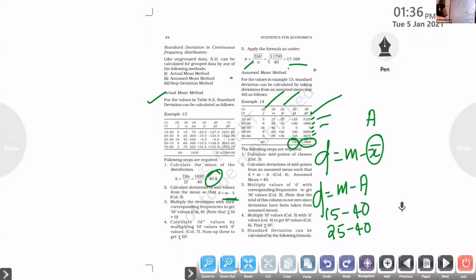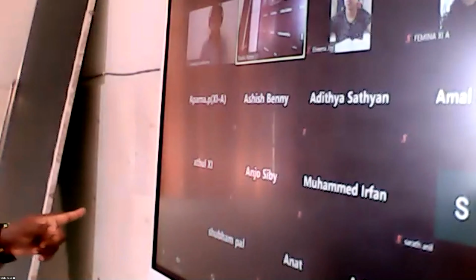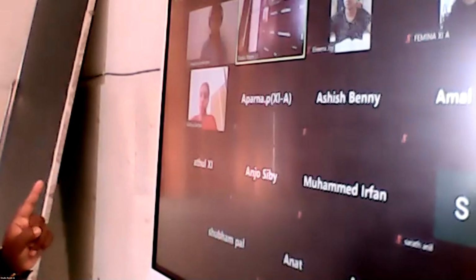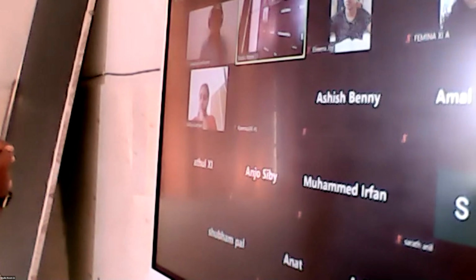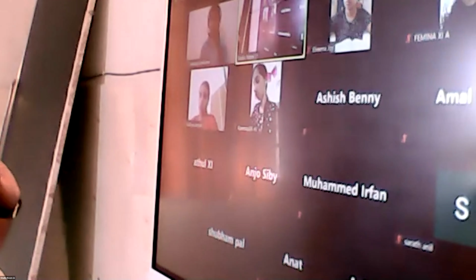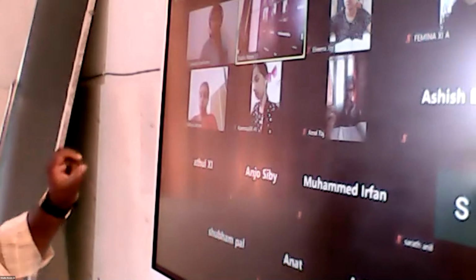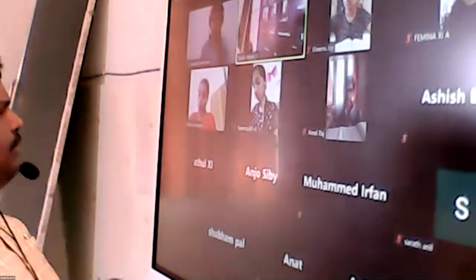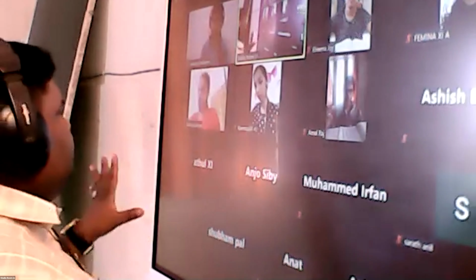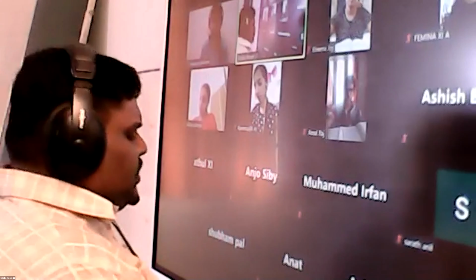Okay. Clear? The steps are clear? Only one difference. What is that? That is the actual mean. Here it is just an assumed mean. We are assuming that number is the mean, almost the mid number, I mean the mid value. Clear? Okay, so the assumed mean, that is A.